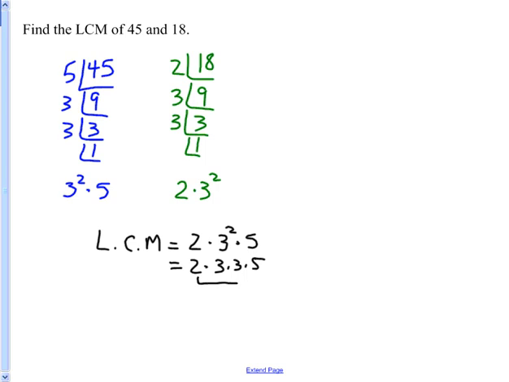So if I multiply this out, I'll have 2 times 3 times 3 times 5. And I do a little multiplication trick. 2 times 5 is 10. And 3 times 3 is 9. So the lowest common multiple will be 90.